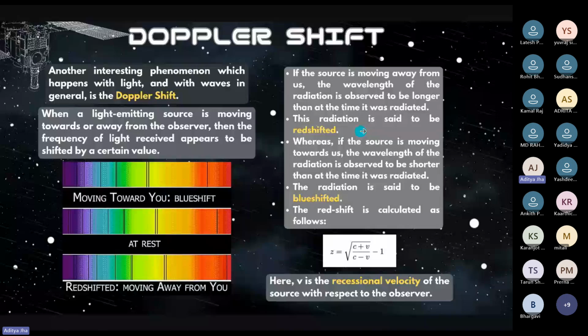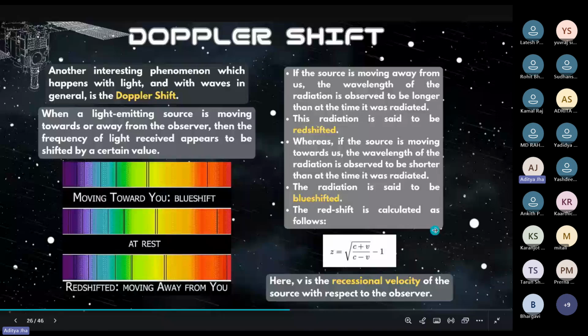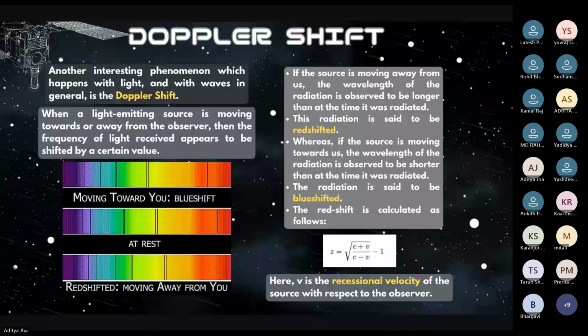Whereas if the source is moving towards us, then the wavelength of the radiation that we observe is shorter than the actual wavelength which was radiated. So this radiation is called blueshifted. And there's a formula to calculate the redshift. Let's say you have a source that's receding from us at a velocity v, where v is the recessional velocity. Then you can calculate the redshift in the wavelength using this formula, and you can find out the new wavelength using this formula.